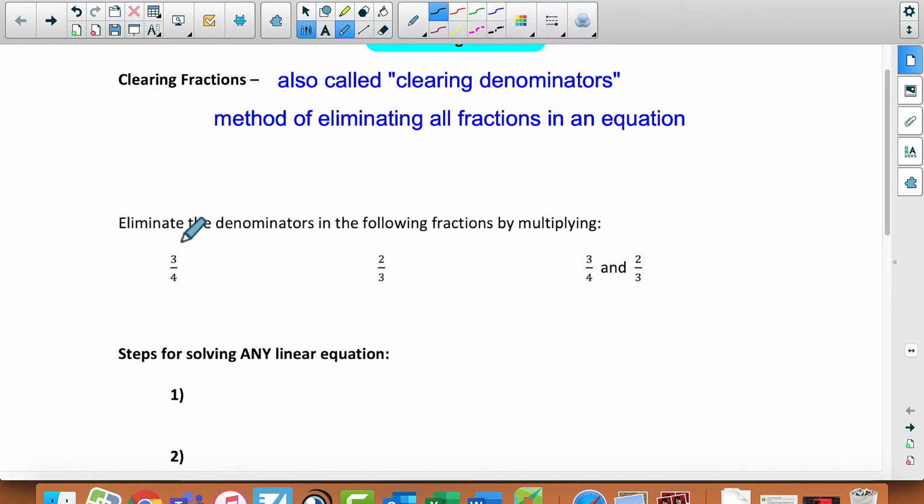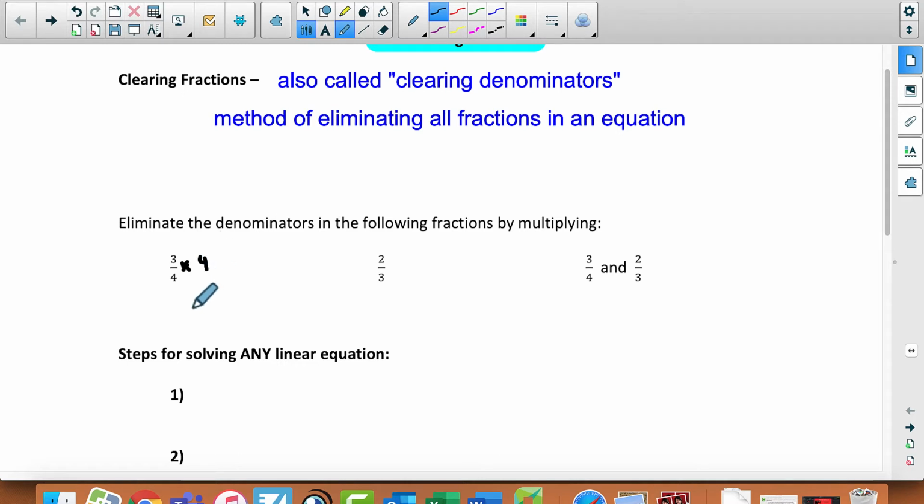So I have this question. Eliminate the denominators in the following fractions by multiplying. So this fraction right here, the 3 over 4. What could you multiply this fraction by? So I want to multiply this fraction by something, and then the answer will not have a fraction in it. You know what you can multiply by? There's actually tons of answers. One answer that would work is 4.